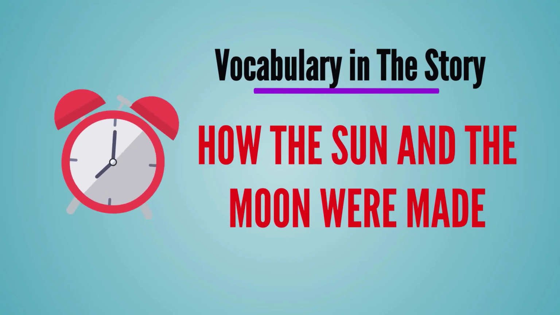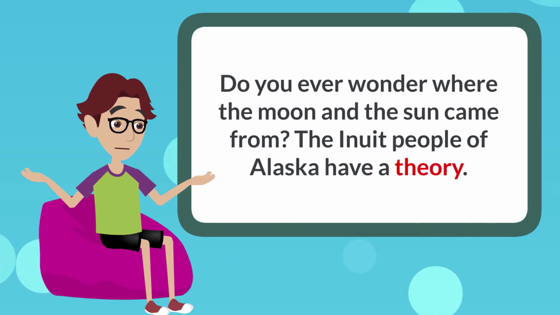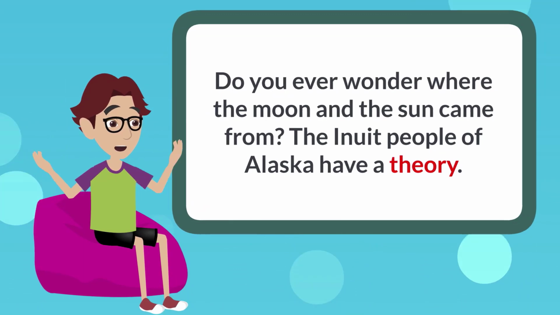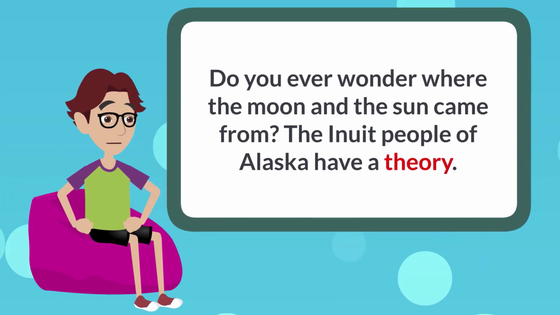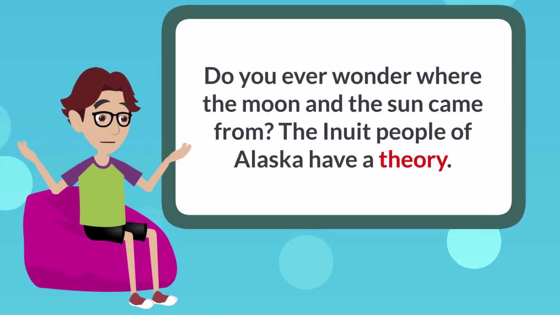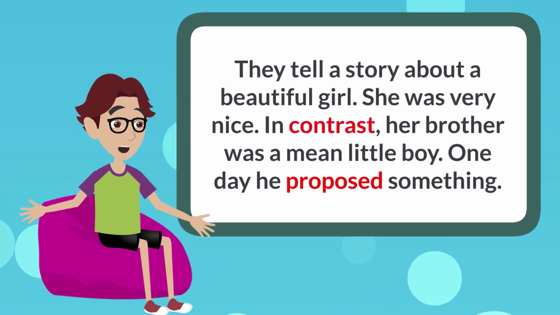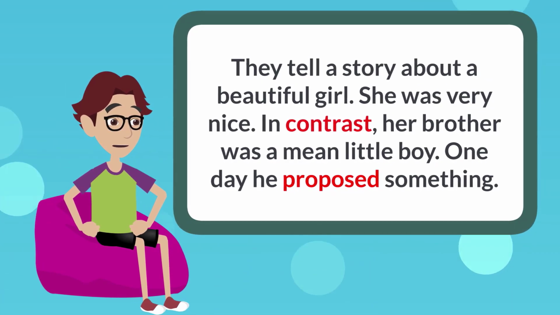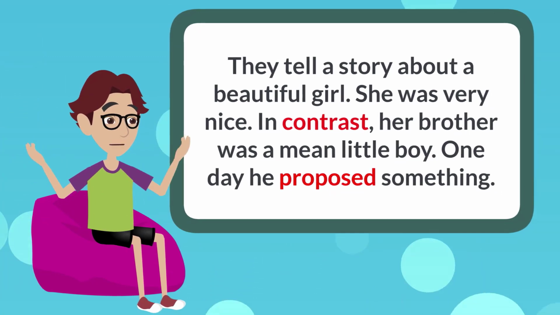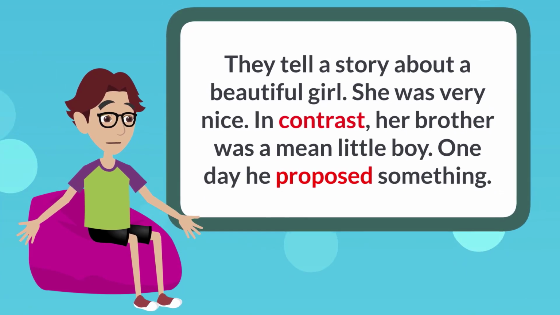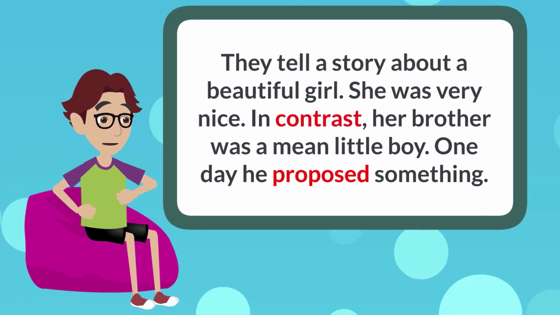How the sun and the moon were made. Do you ever wonder where the moon and the sun came from? The Inuit people of Alaska have a theory. They tell a story about a beautiful girl. She was very nice. In contrast, her brother was a mean little boy.